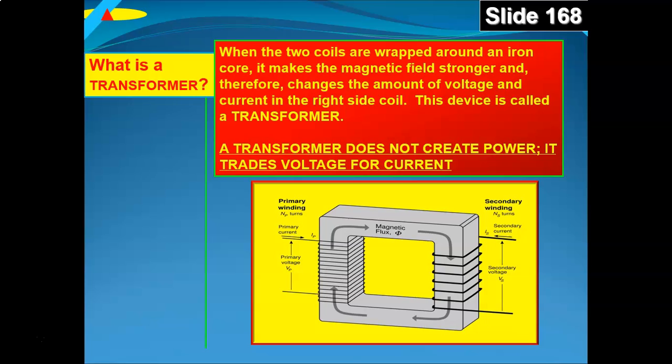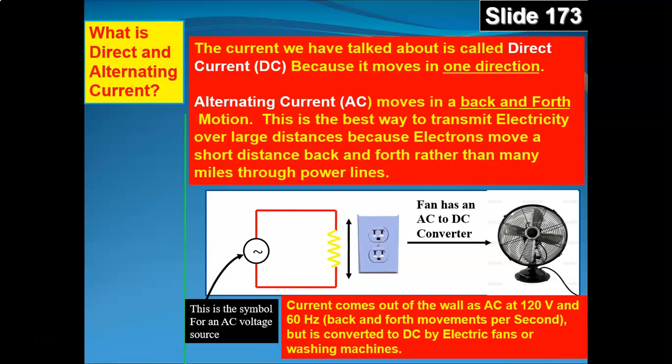If you remember, the formula for power is power equals voltage times current. So you can have the same amount of power and increase the voltage by decreasing the current, or you can increase the current by decreasing the voltage. You'll have the same amount of power in both cases, but you'll have either more voltage or less voltage, more current or less current, depending on what your needs are. So that's what a transformer does.